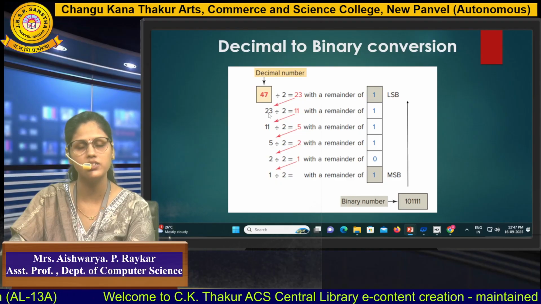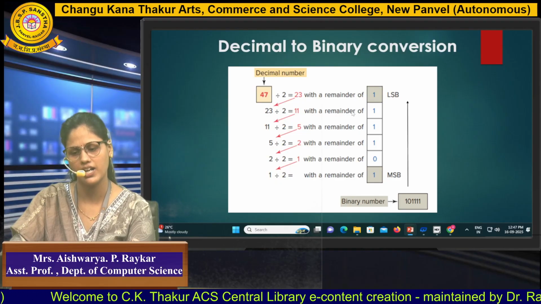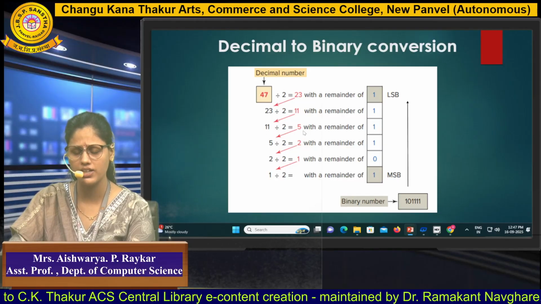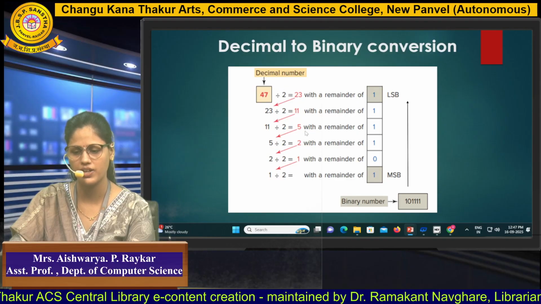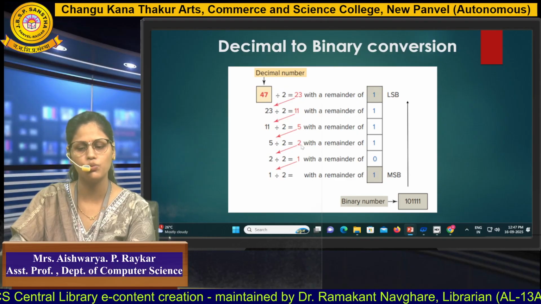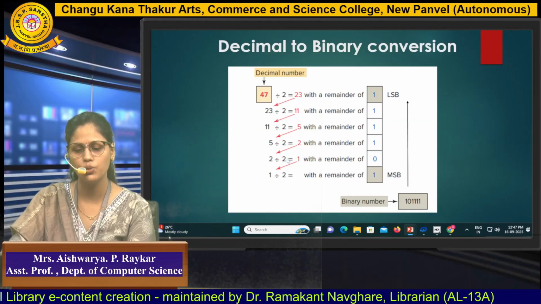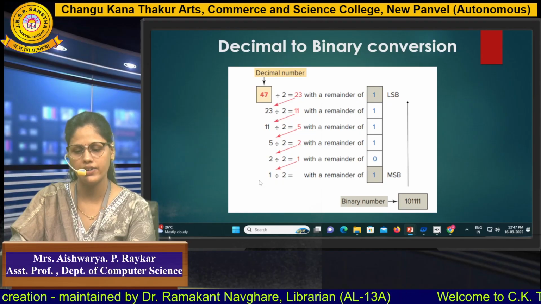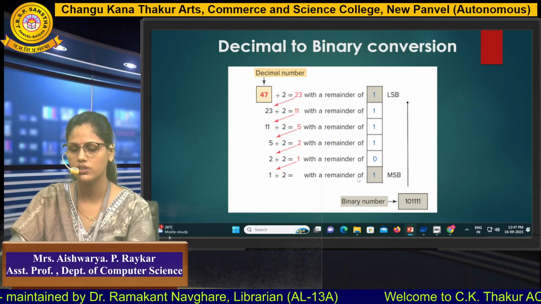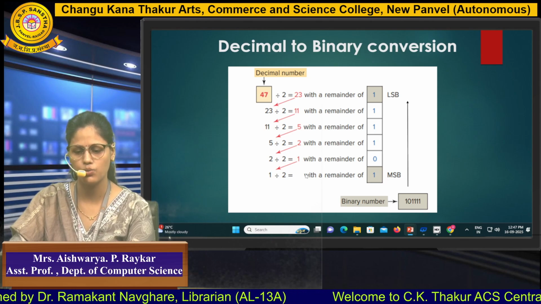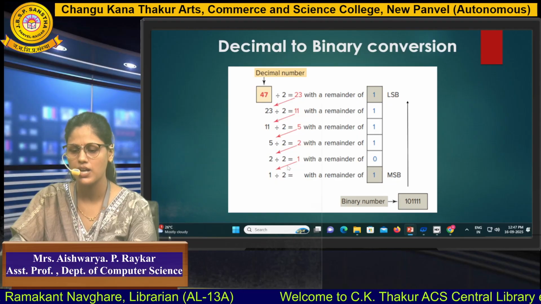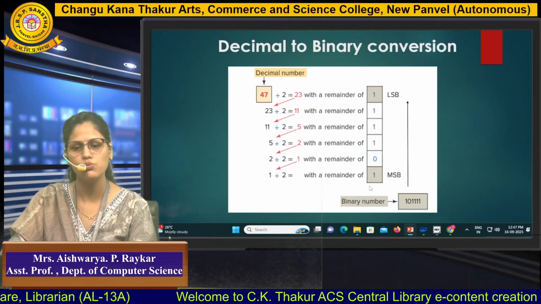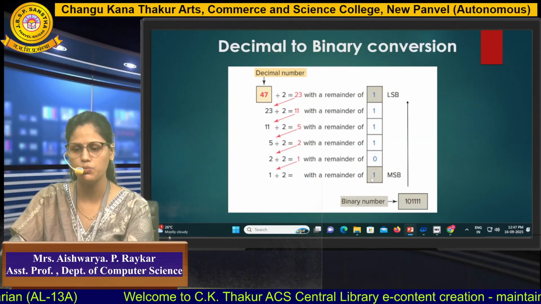Remainder is 1, then 23 divided by 2, 11, again the remainder is 1. 11 divided by 2, the quotient is 5, remainder is 1. 5 divided by 2, the quotient is 2, remainder is 1. 2 divided by 2, the remainder is 0 with the quotient 1, and 1 divided by 2, here the quotient is 0 and the remainder is 1. When the quotient comes to 0, our division stops, and we write the answer from bottom to top. This is how we convert decimal to binary.